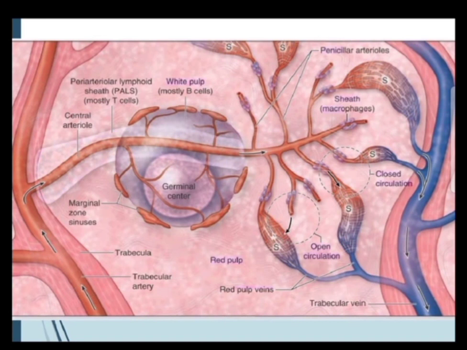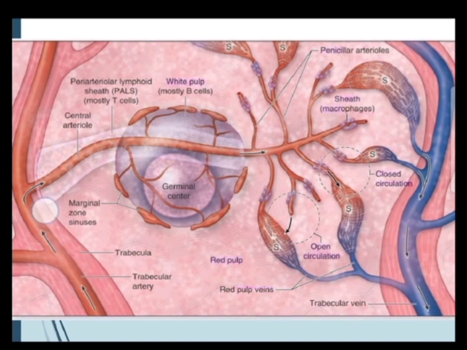For better understanding of the microstructure of the spleen, we have to study the blood supply of the spleen. As you know, there is a hilum of the spleen. On one side there is an indentation, and this indentation is called the hilum. The splenic artery enters the spleen through the hilum, and then it divides into smaller branches known as the trabecular arteries or interlobular arteries.